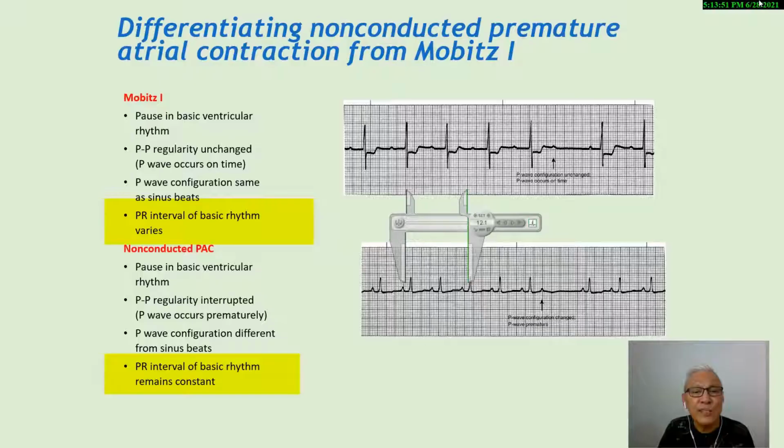In a non-conducted PAC, the P wave without a QRS complex is going to be different from the rest of the P waves. And lastly, the PR interval of the basic rhythm in Mobitz type 1 is going to gradually prolong, whereas in a non-conducted PAC, the PR interval of the basic rhythm remains constant. Such is the differentiation of a premature atrial contraction from Mobitz type 1.